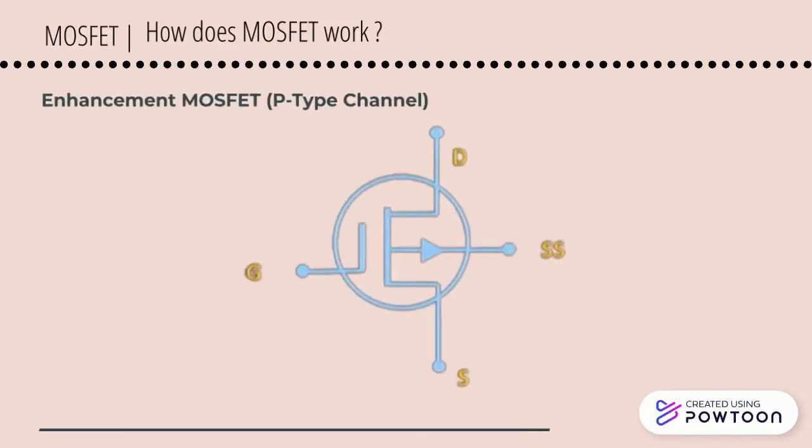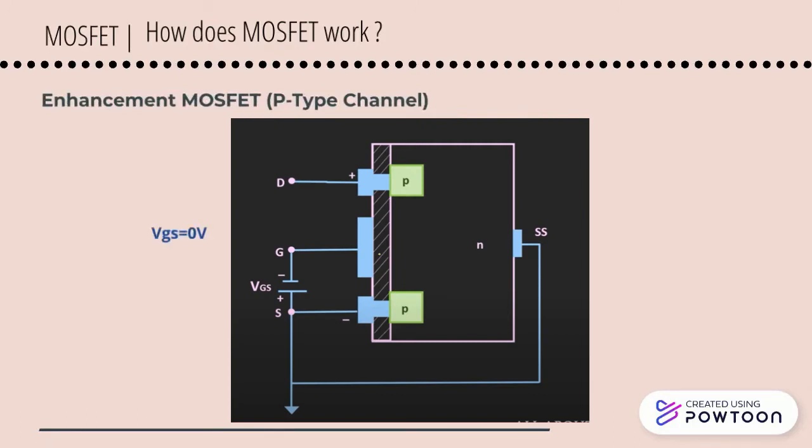So the second type of enhancement MOSFET is the P-type channel. In this type, as you can see, the drain, gate and source terminals are connected, and the direction is outward as it is the P-type channel. The difference between the P-type and the N-type is the symbol for the direction. So now we move to the P-type channel enhancement MOSFET.